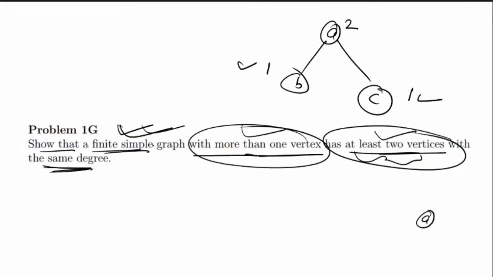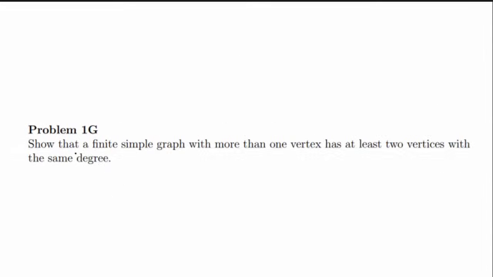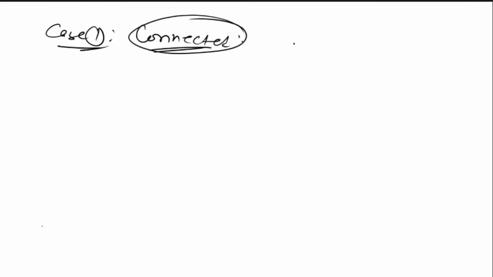Now we will see this theorem and we will prove it using the pigeonhole principle. This theorem says that if you have a finite simple graph with more than one vertex, then at least two vertices will have the same degree. So let's prove it. First, we will take case one. In this case one, let's assume our graph is connected, and let's assume n is the total number of vertices. This n is greater than 1, because we are saying you must have more than one vertex.